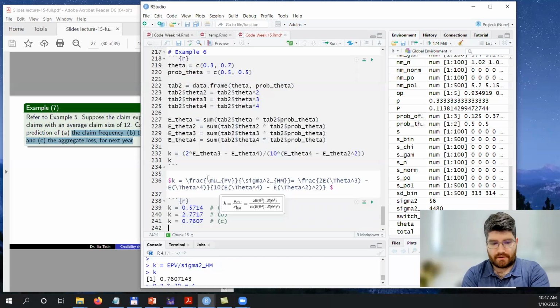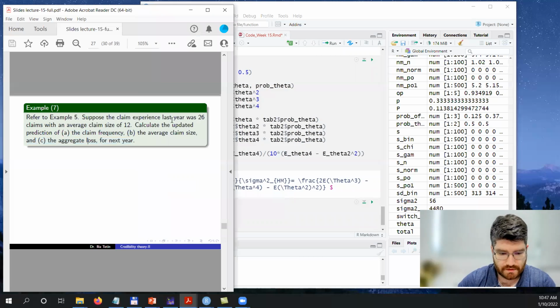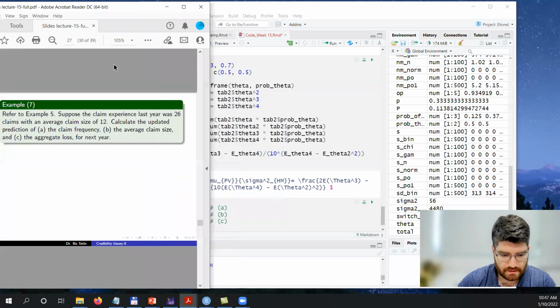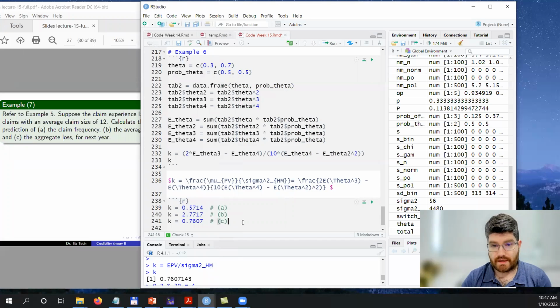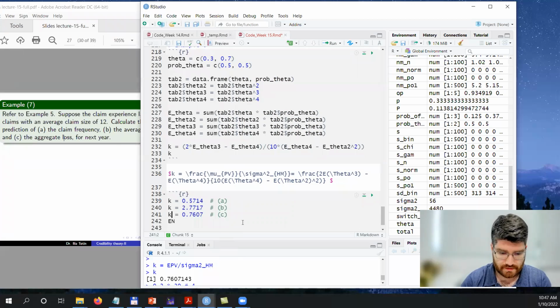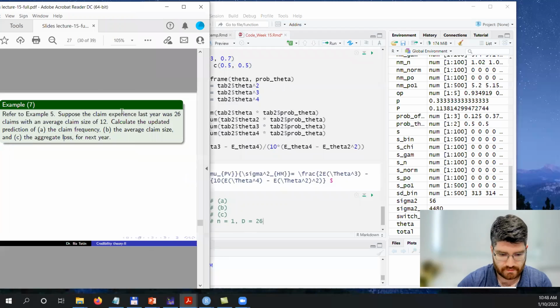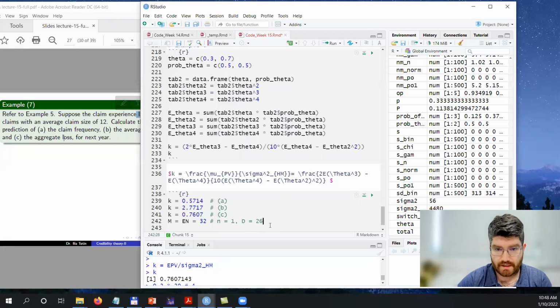We are caring about the new values which came: the claim experience 26 and the average claim size. As we remember in our first task, in task number 5, our E N, which is actually the mean, was 32. And we are given that N equals 1, and that D equals 26, the experience from last year.